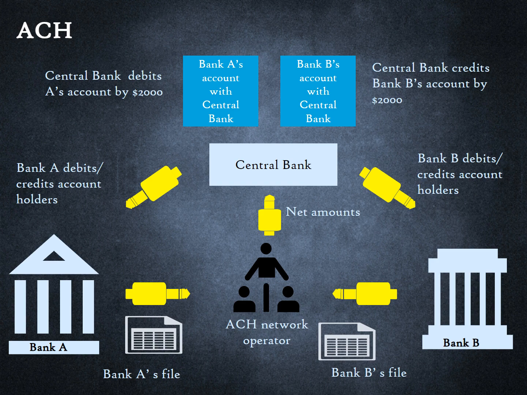The name of the network in the United States is Automated Clearing House, abbreviated to ACH. There are two network operators in the United States for such payments: the Clearing House, which is a private company, and the central bank. Banks can choose to be a part of either. The transfer of funds between banks is done by the central bank in either case.